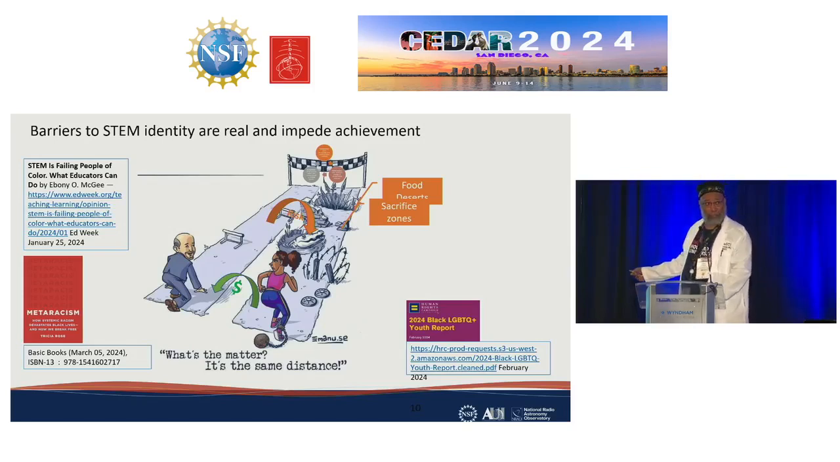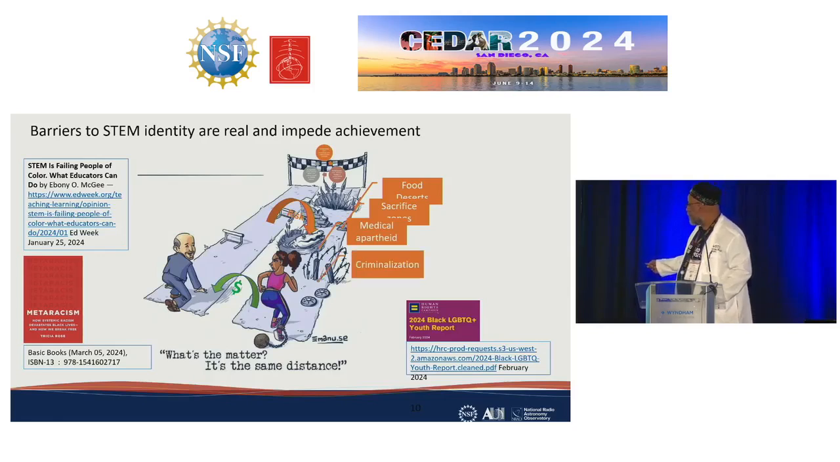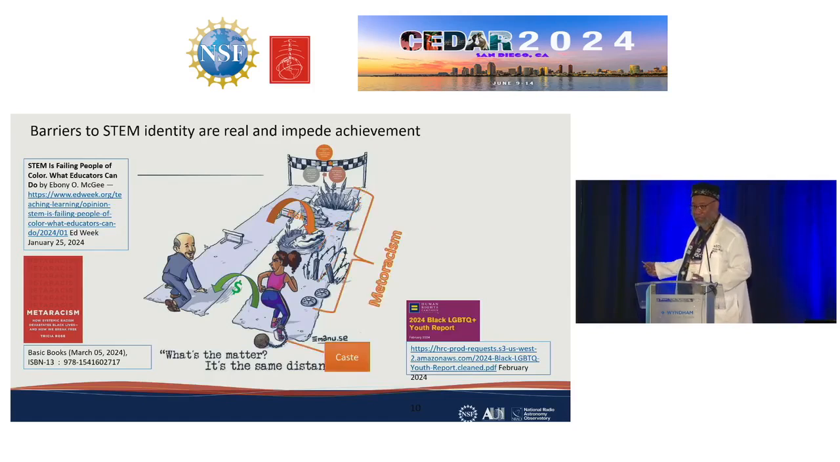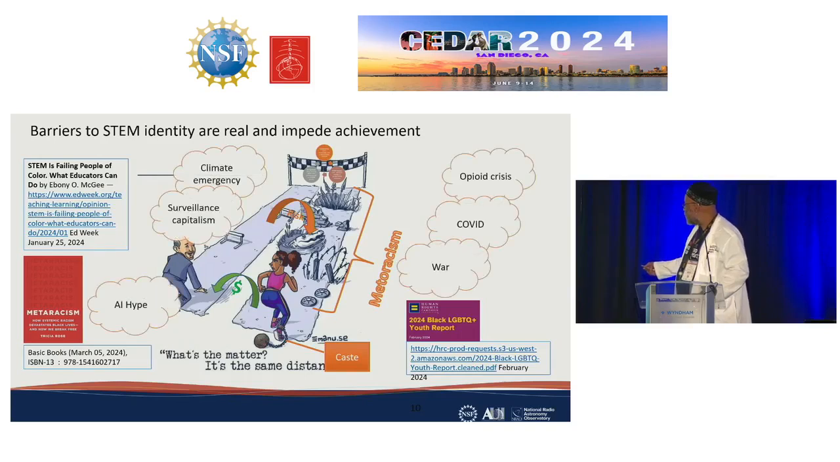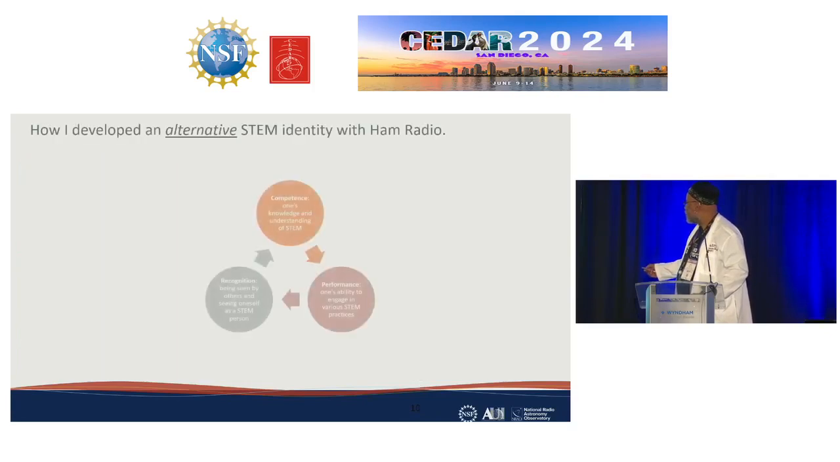They're built because they're profitable, and they're built in zones where people are not as litigious as they are in other zones, all right? Okay, medical apartheid, right? Criminalization. These are all issues of meta-racism, the interlocking nature of race and caste. And there are some other prevailing problems that also impede.